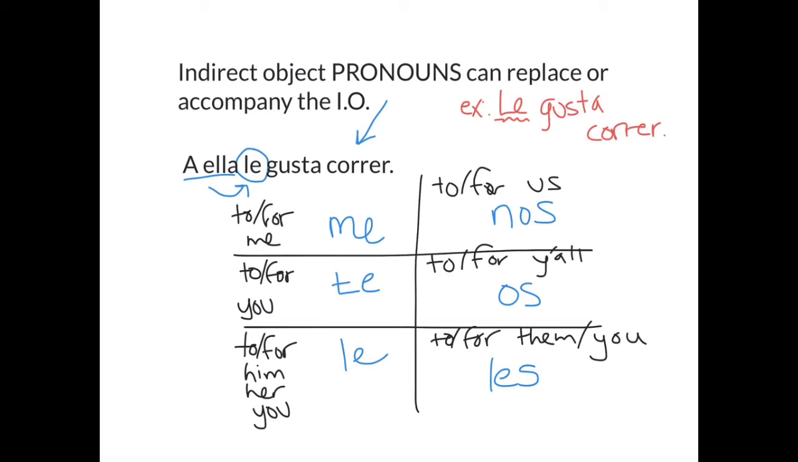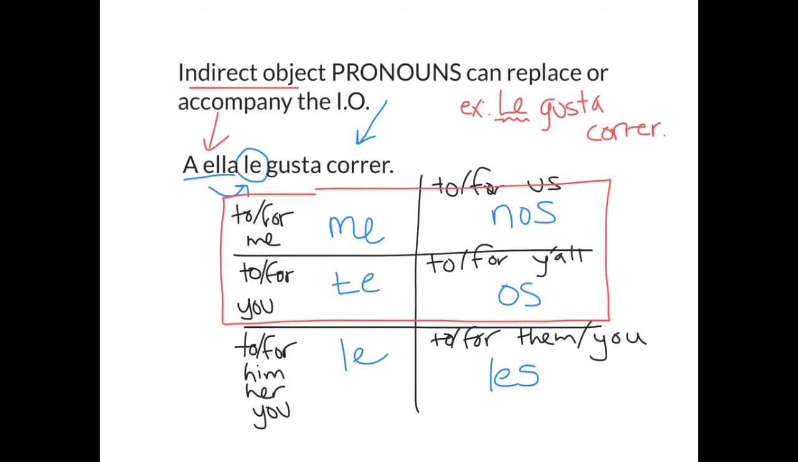Why would you have the IOP versus the IOP and the indirect object? Well, the rule of thumb I tell my students is generally, if you're using an IOP from up here, the top half of the chart, you don't need to use this indirect object because it's clear who this person is. Me, te, nos, and os, there's no question who those belong to.